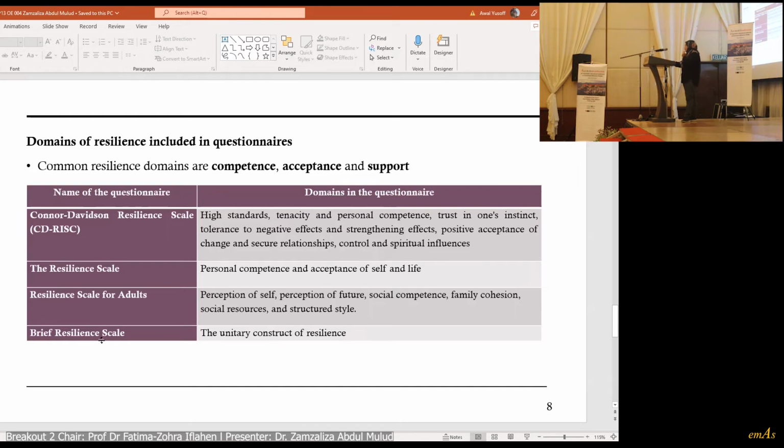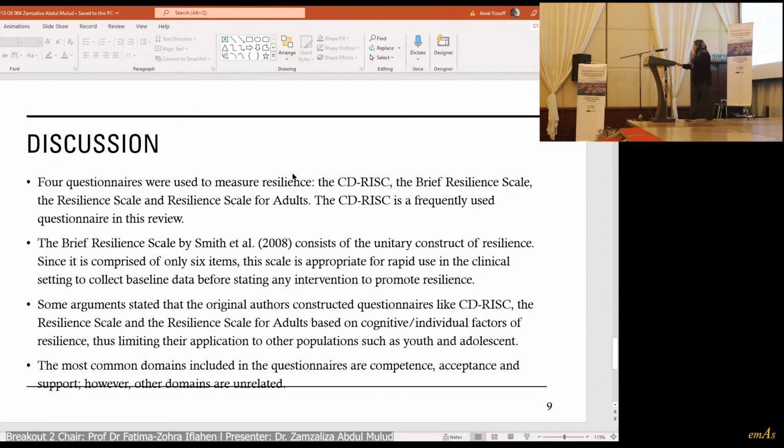But the brief resilience scale only has a unitary construct of resilience. There are no domains in this questionnaire. So basically, all 3 other questionnaires have constructs that consist of competence, acceptance, and support. Okay, for the discussion, 4 questionnaires were used to measure resilience, which are the CD-RISC, the brief resilience scale, the resilience scale for adults, and the most commonly used is the Connor-Davidson Resilience Scale.